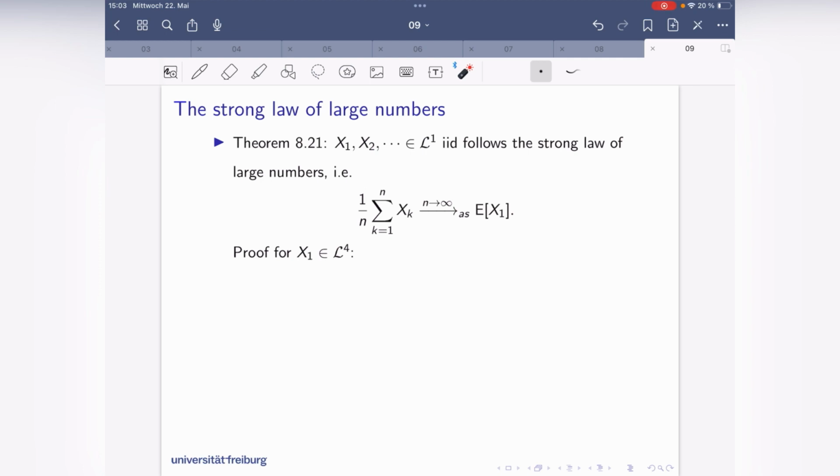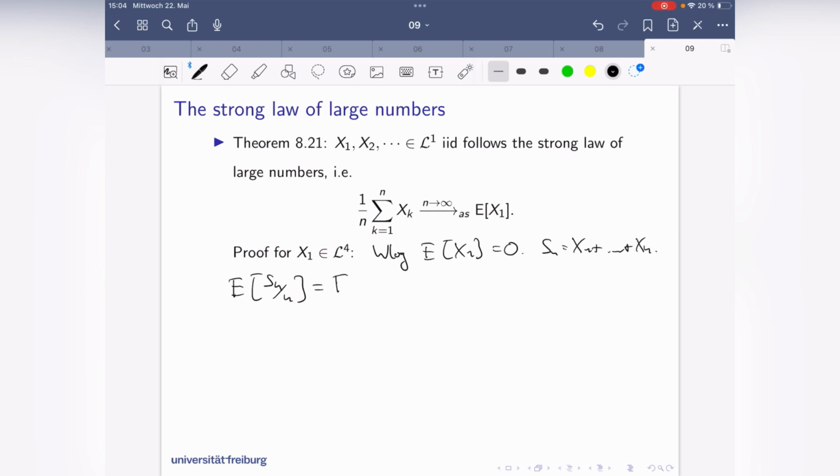Okay, let's get started with the proof if X1 has a fourth moment. And we will always assume here in the proofs, without loss of generality, expectation of X1 equals 0. And we will always say that Sn equals the sum of the first n random variables. One thing I need is that the expectation of Sn over n, okay, Sn sums n of these and expectations are linear, that's the expectation of X1.